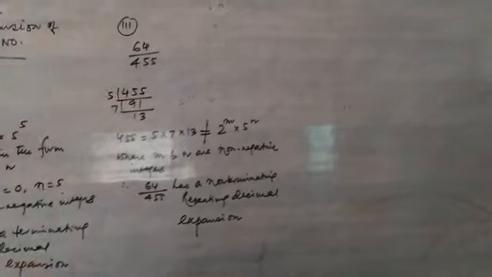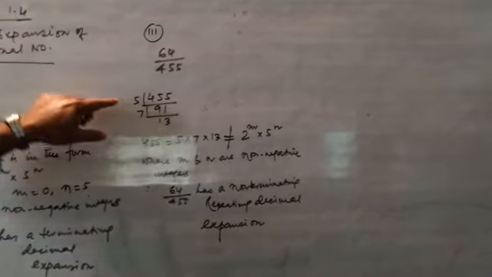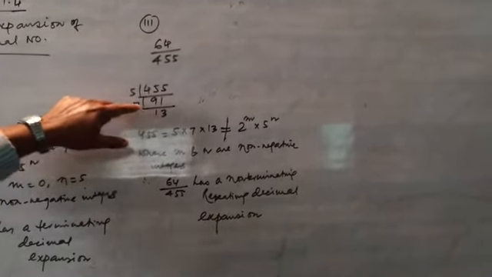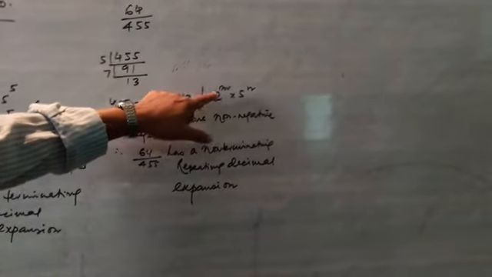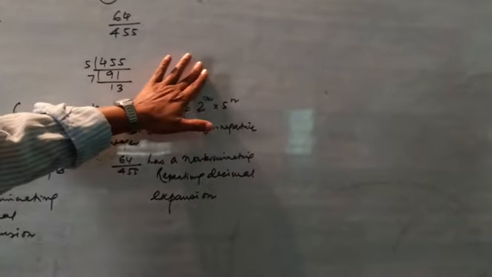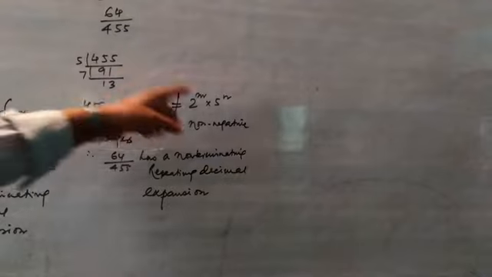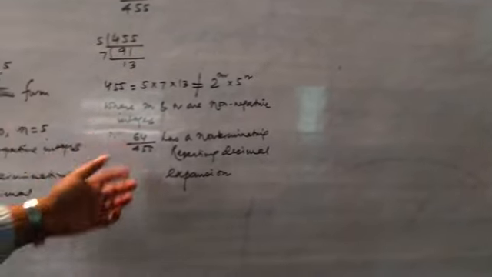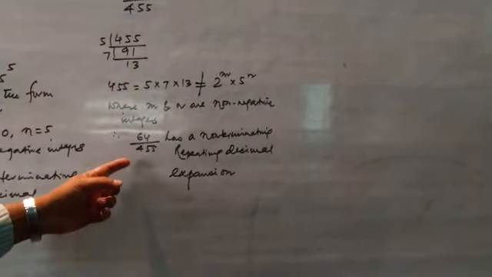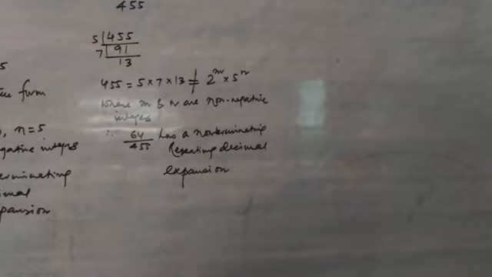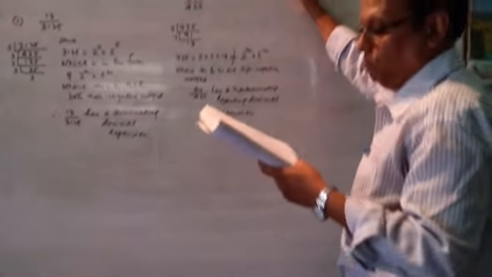We have taken the prime factors of 455. We got the prime factors 5, 7 and 13, which is definitely not in the form of 2 to the power m and 5 to the power n. Neither 2 is coming, nor only 5 is coming. So we can say that 64 by 455 has a non-terminating repeating decimal expansion. That was the third question of question number 1. I will discuss one more question.